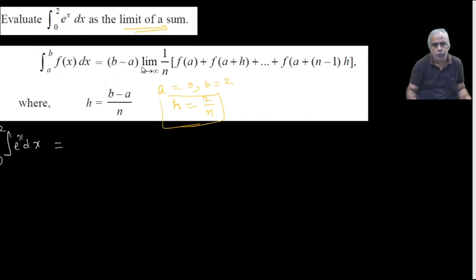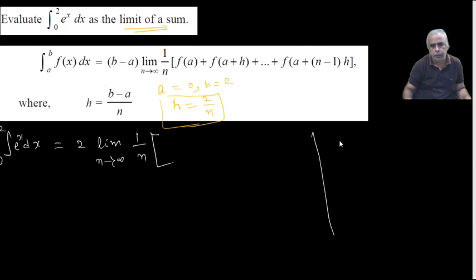b is 2. So 2 minus 0, 2 into the limit n tends to infinity of 1 by n, and then of f of a. So what is f of a? Let us work out here. f of a. So what is given here? f of x is equal to e power x.